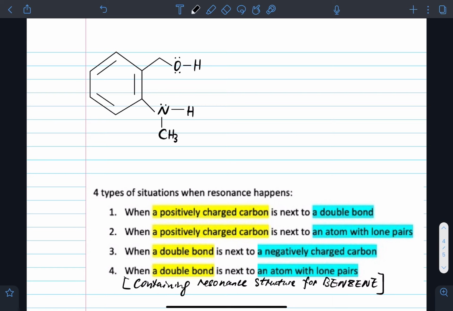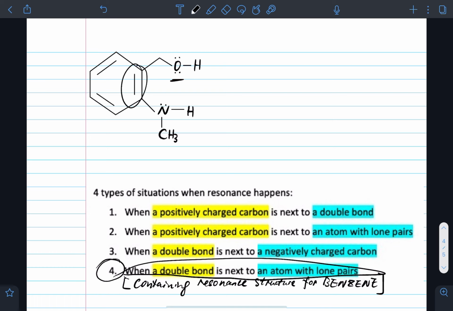Okay, the answer is no. Why? Because the lone pair of this nitrogen is right next to my double bond. If you see here, number 4, if you take a look at what I put here, when a double bond is right next to an atom with lone pair, which is the case of this nitrogen. But this oxygen and this double bond, they're like 1 carbon away. There's a carbon in between them, right? So when I move the lone pair of this nitrogen to create a double bond here, I can break this bond, right? I can assign the electrons to this carbon to fulfill the octet rule of this carbon.